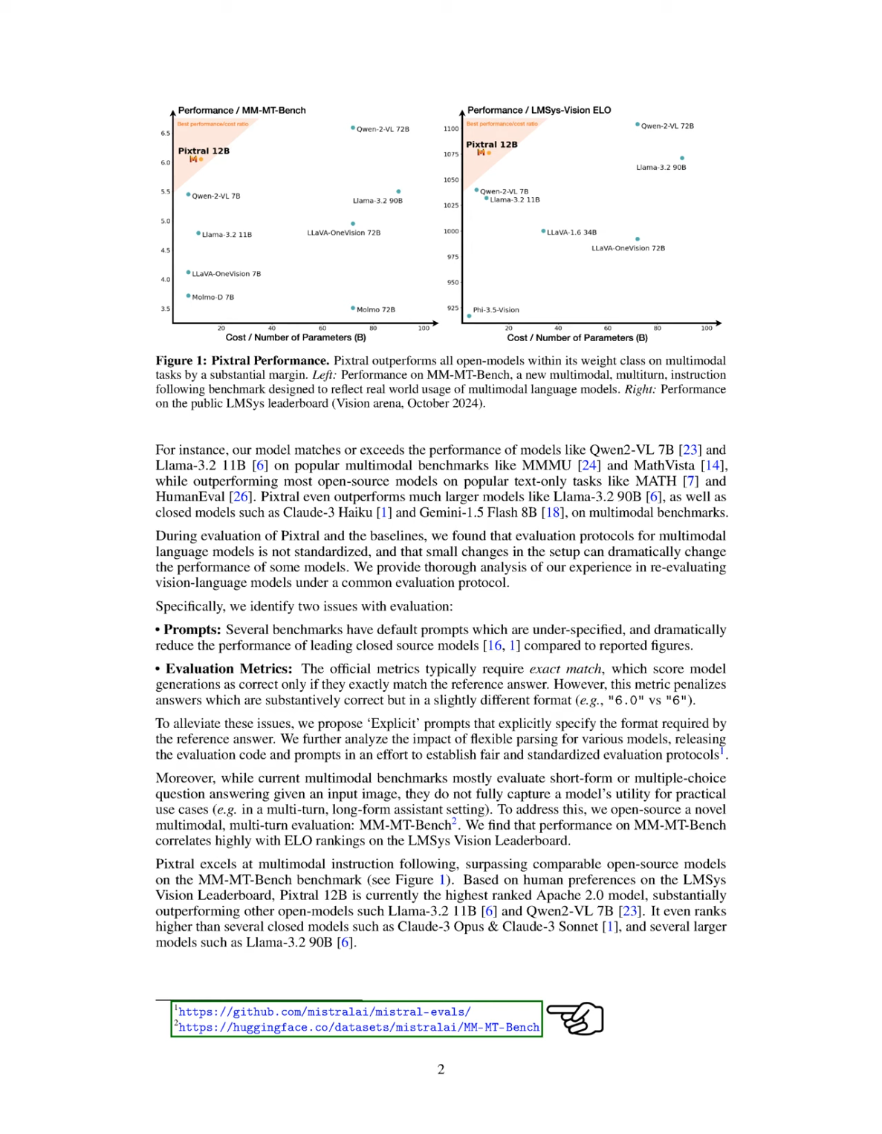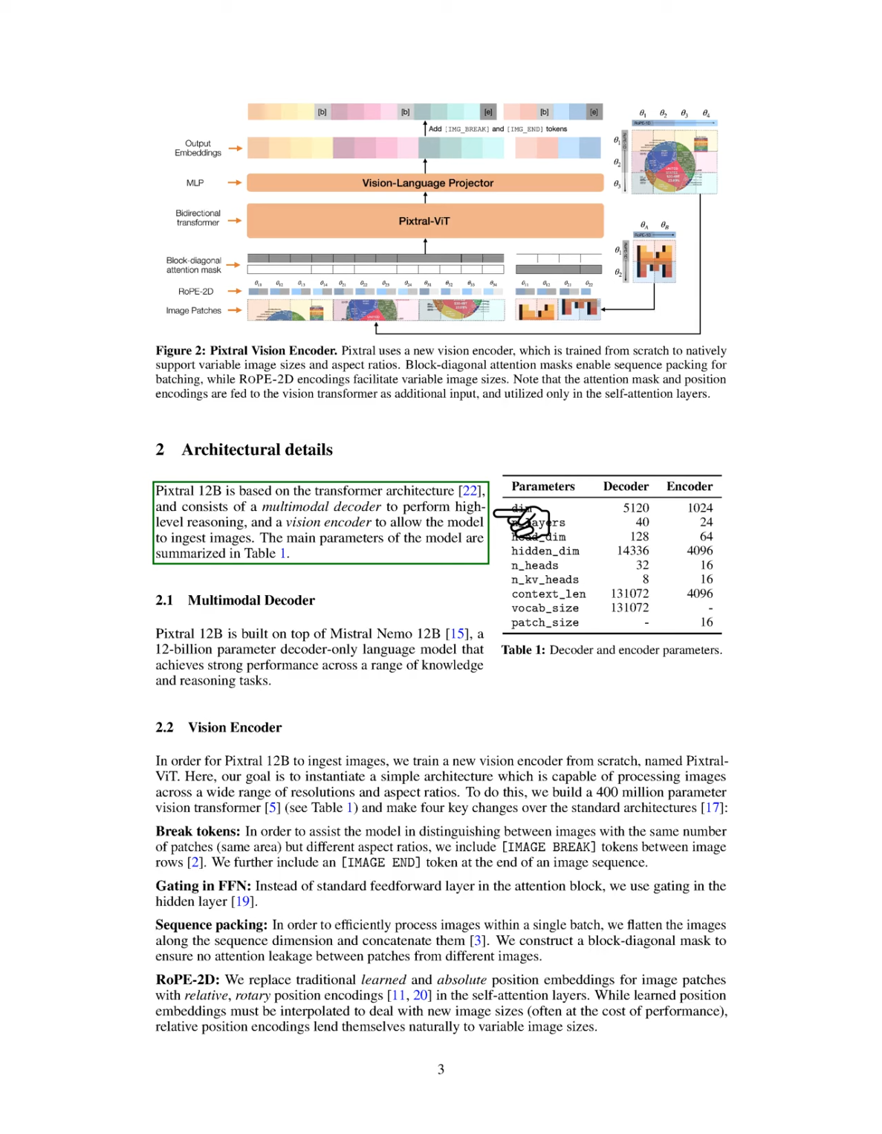Architectural Details. In this section, we describe the architectural details of our model, Pixtral 12B, which is based on the transformer architecture. It features a multimodal decoder for high-level reasoning and a vision encoder for processing images. The model's key parameters are summarized in a table. Our multimodal decoder builds on Mistral Nemo 12B, a powerful language model with 12 billion parameters that excels in various knowledge and reasoning tasks.